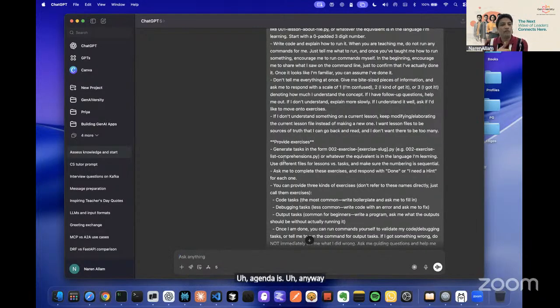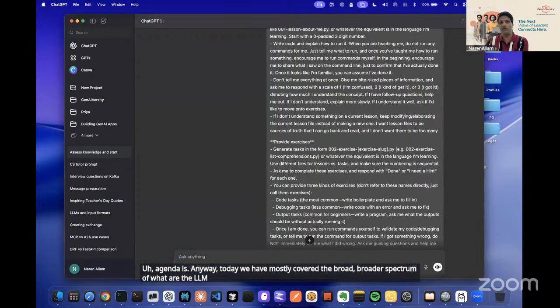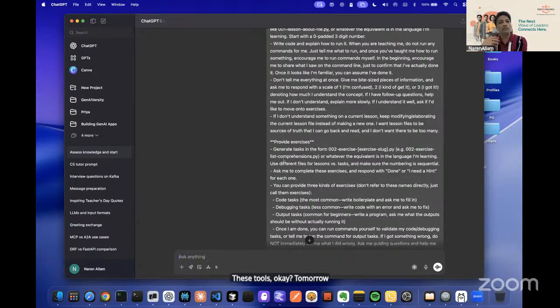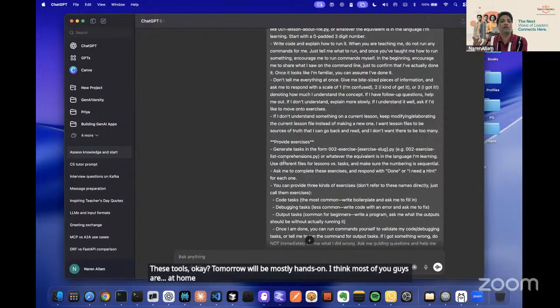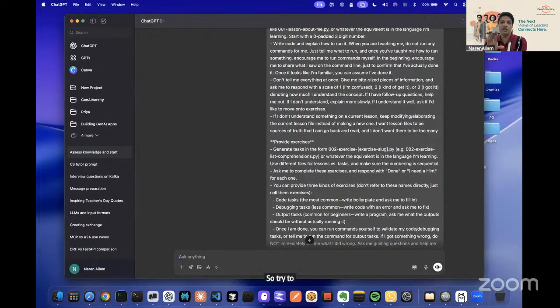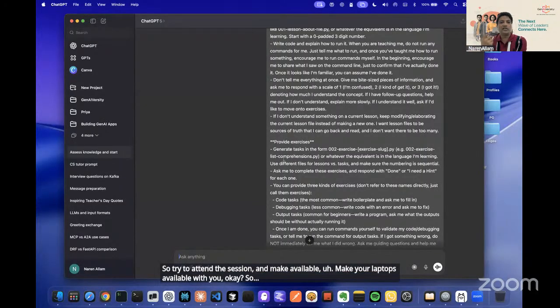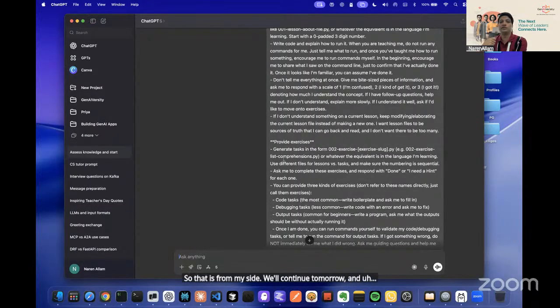Anyway, today we have mostly covered the broader spectrum of what LLMs are and the areas where we usually use these tools. Tomorrow will be mostly hands-on. I think most of you are at home, not in the colleges. So try to attend the session and keep your laptops available with you. Okay, so that is from my side. We'll continue tomorrow. And sir, any closing words?